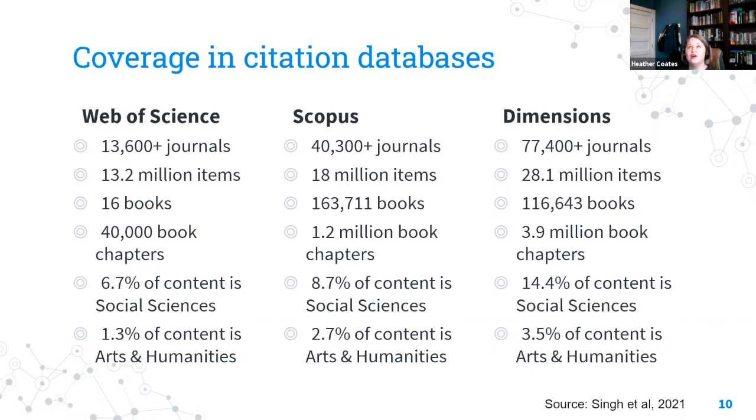One of the other interesting things about these citation databases is that it's really difficult to compare them directly because they each use a different classification schema for their subject headings or their fields of research. But this gives you a general sense for how much is in there at a very, very high level.